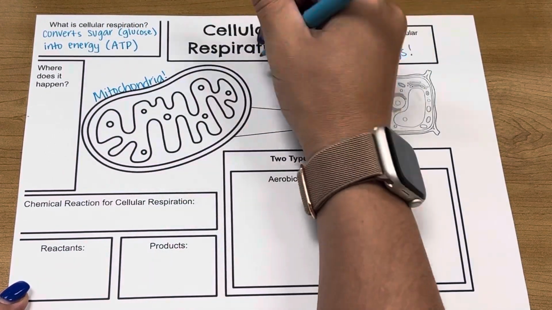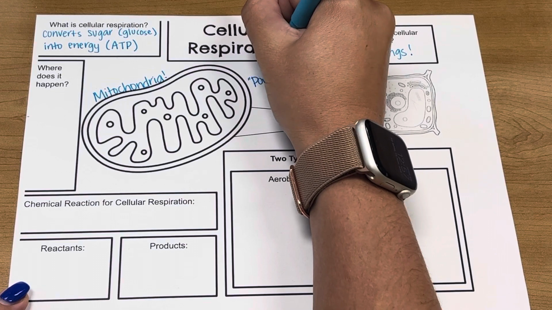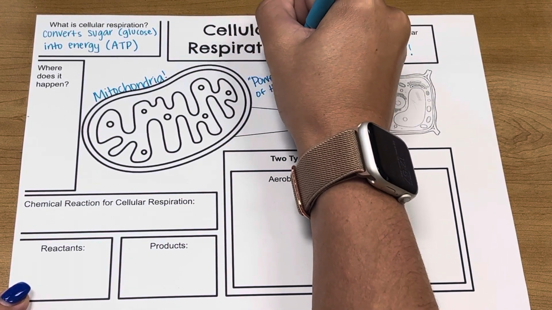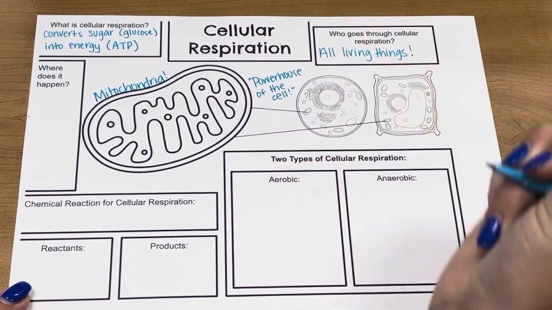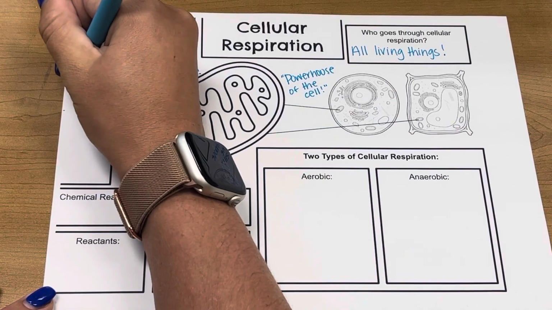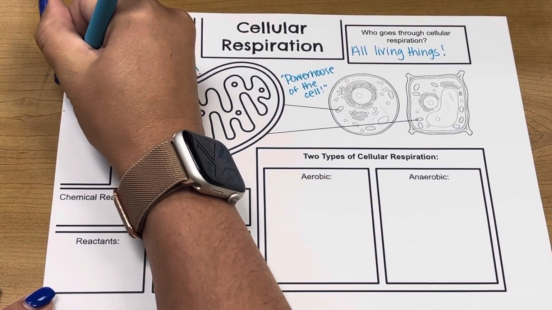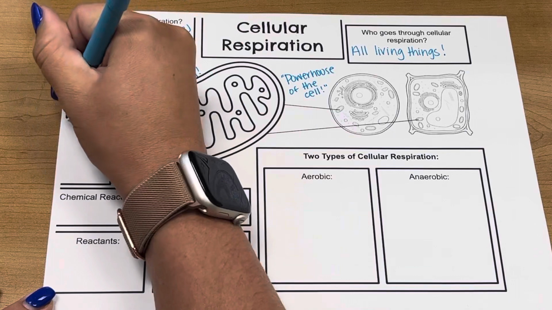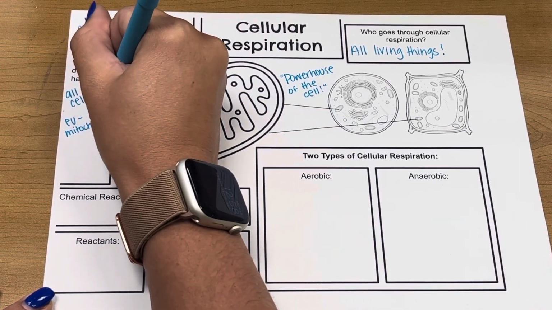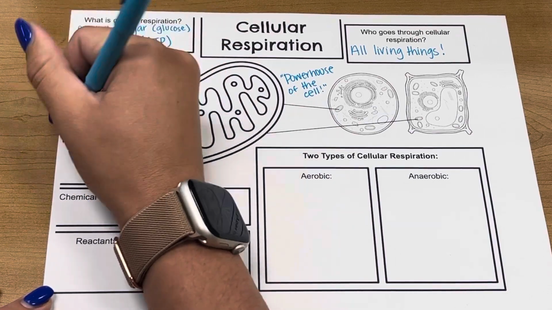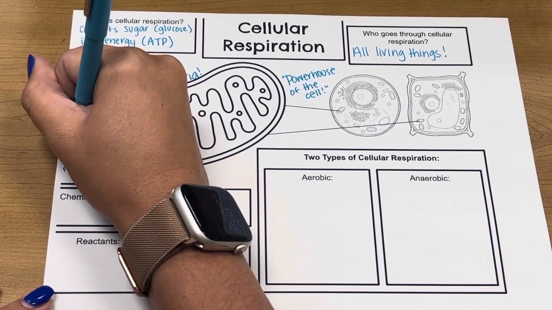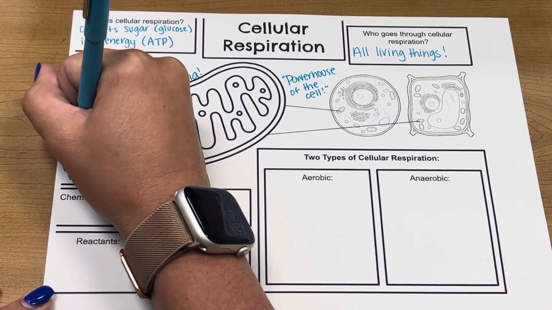So remember, our whole thing about the mitochondria is the powerhouse of the cell. Powerhouse is making its energy. So where does this happen? It happens in all cells. In a eukaryotic cell, it's happening in the mitochondria. And it still does happen in a prokaryotic cell, but it does not happen in the mitochondria.